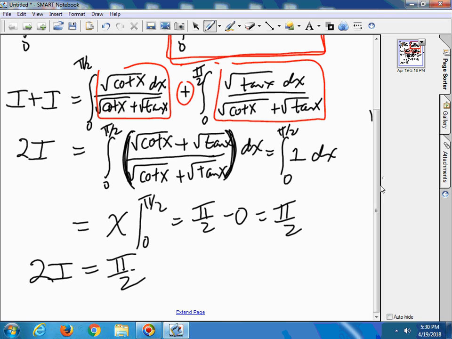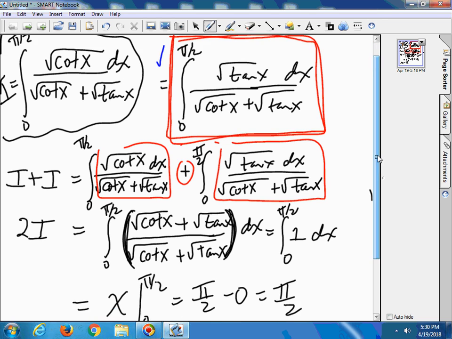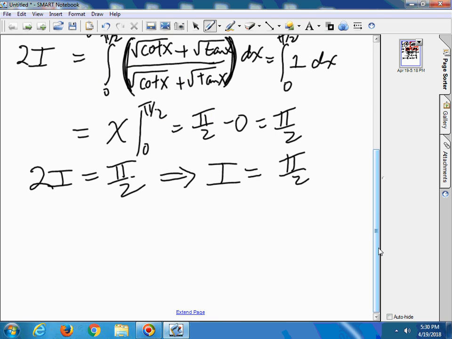But we don't want to know what 2I equals. We want to know what I equals. I think I said 2 pi. We want to know what just I equals, our original integral. Okay, so we divide both sides by 2, and we learn that I is pi over 4.